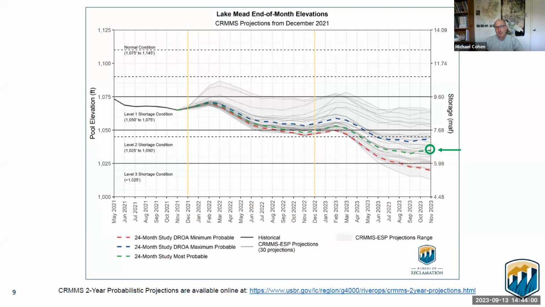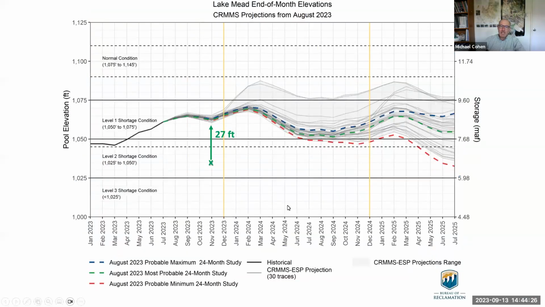So here's a different way to look at this. These are some projections from December of 2021, so 21 months ago. You can see that even this green dotted line, which was the most probable projection, had the elevation of Lake Mead dropping to about 1035 in 2 months from now. So things were dire, and the projections were that things were going to get worse and worse. But what's happened is, because of this extraordinarily wet year, the elevation of Lake Mead is up some 27 feet, or will be up 27 feet by November.